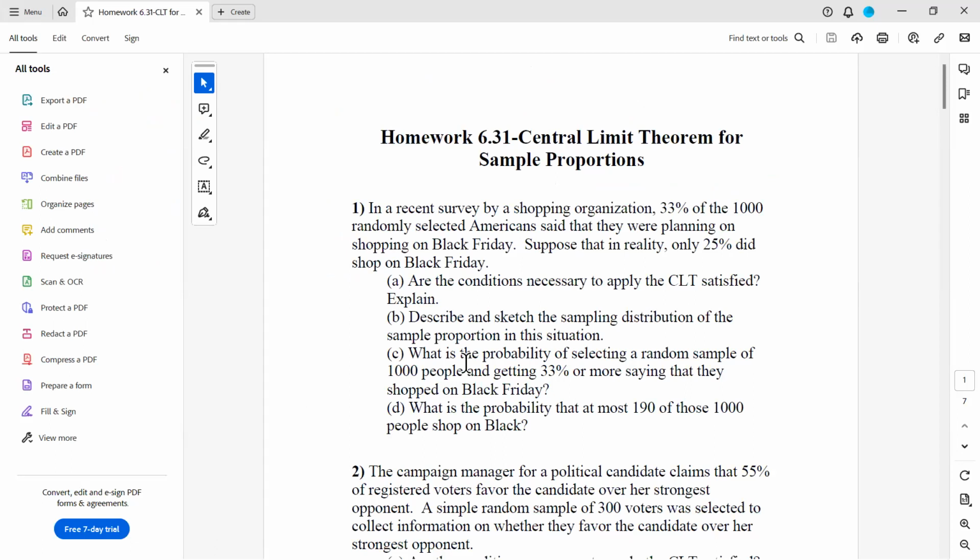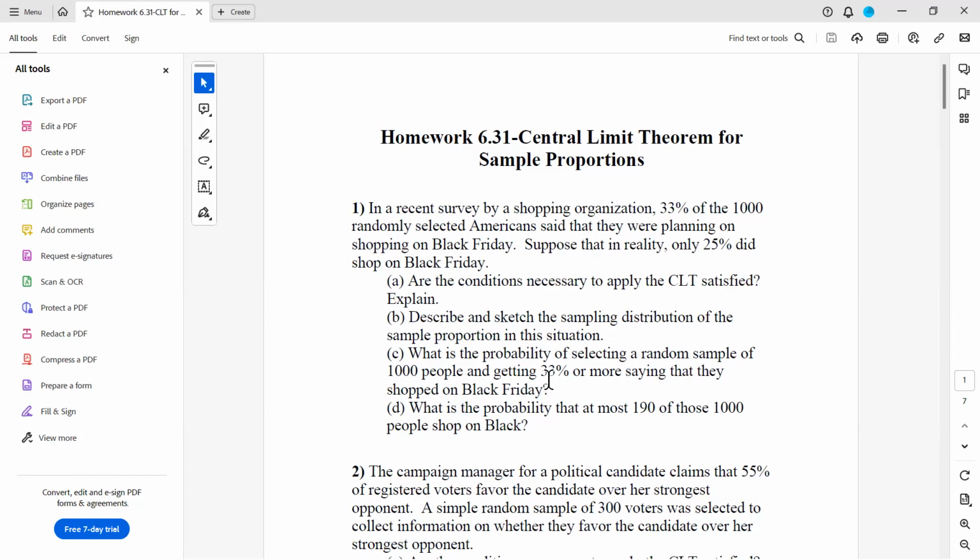What is the probability of selecting a random sample of 1,000 people and getting 33% or more saying that they shopped on Black Friday? This is where this gets easy. You're going to say, thank God, something easy in my life. As long as you understand 6.1 and 6.2. If you don't, then it might not be as easy. A random sample. Remember I said we're going to get the 33 back. This is my sample proportion now. I need it.